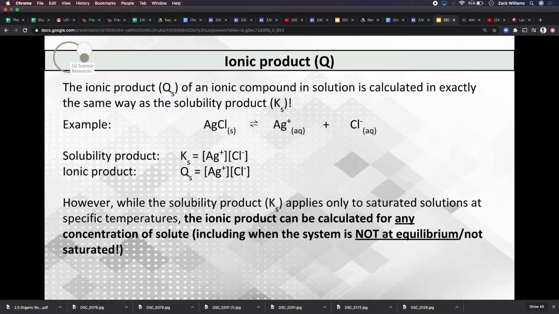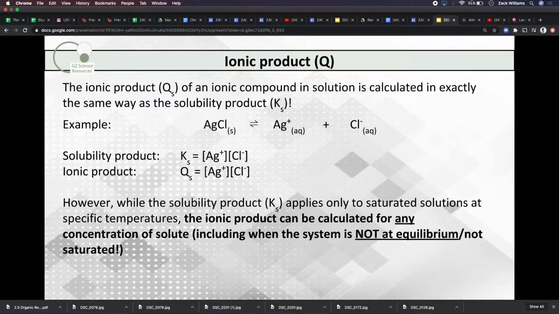Here's an example of how to calculate the ionic product. It's calculated the exact same way as the solubility product. You might be wondering, if it's the same, why isn't it the same as the solubility product? It's because the solubility product is only a constant that exists when the system is at equilibrium, meaning you have a saturated solution of ions, a precipitate is forming, and that precipitate is in equilibrium with the ions in solution. You have an equal rate of dissolving versus precipitation.